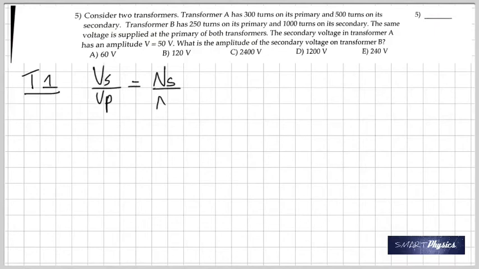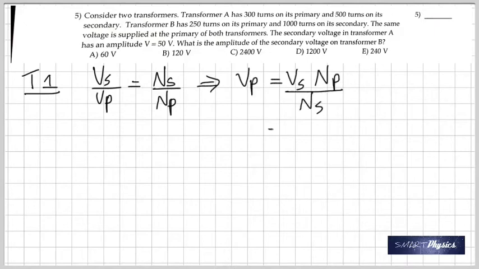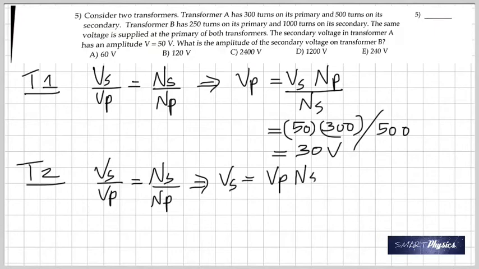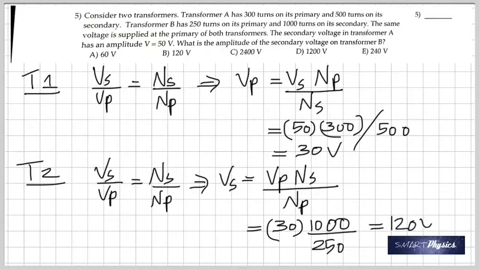So transformer A, remember that that's the equation between voltage and turns. From there we can find the primary voltage, it's 30 volts. And since the same voltage is applied, now you can use the same equation and find VS. Remember that VP is 30 volts and get the answer 120 volt.